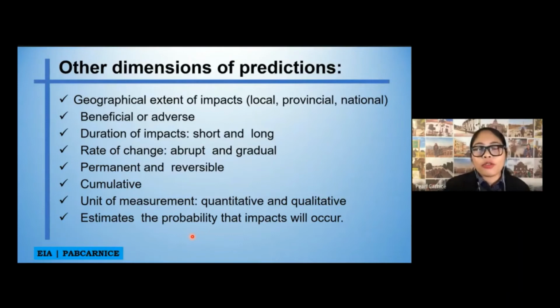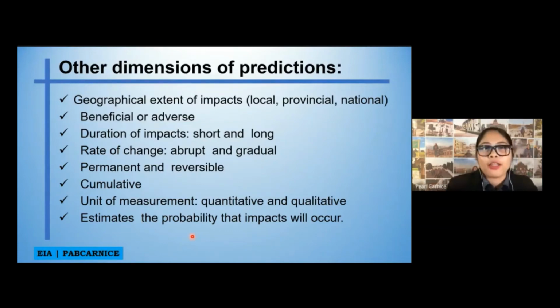Of course, we have to consider also duration of impacts. It could be short, it could be long. There could be impacts of a certain project or a certain activity that might not be experienced in, for example, the 1st, 2nd, 3rd, 4th, 5th year, but on the succeeding 6th to 10th year, that is the time that the impact will be experienced. Of course, the rate of change, it could be abrupt or gradual. So the changes, when we say abrupt, like suddenly everything changes.